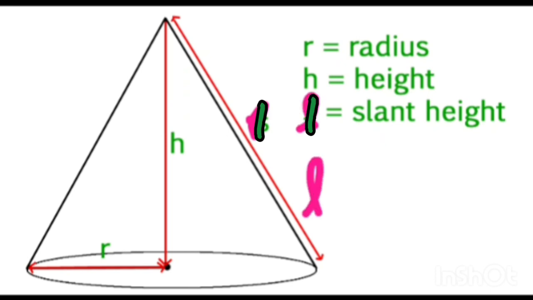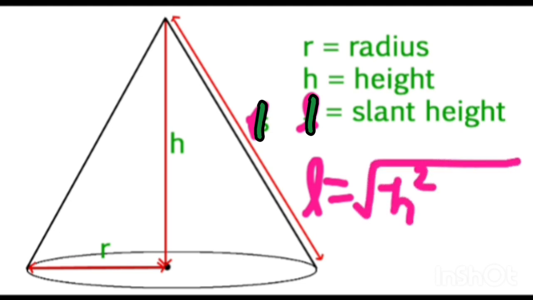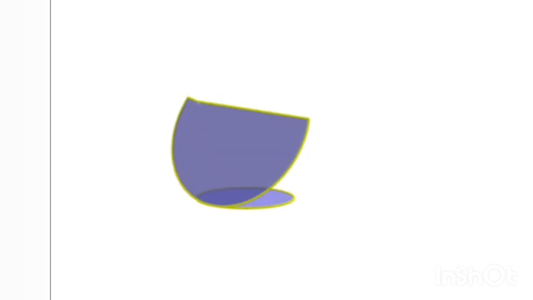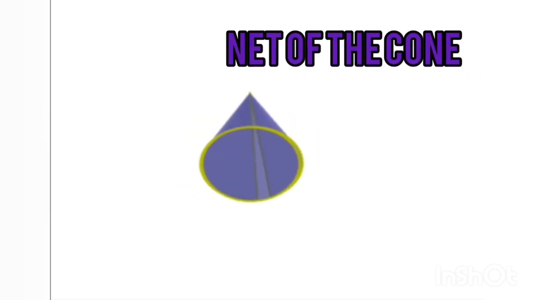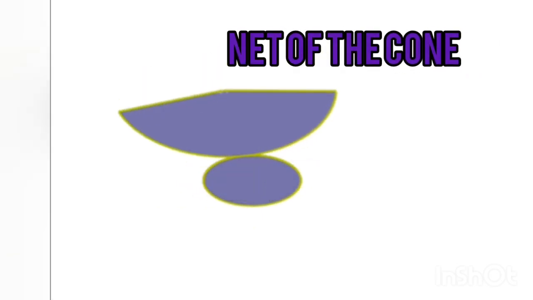We know that the relationship between slant height and radius, slant height is equals to under root r square plus h square. This is the slant height of the cone. To find the slant height, we have to place all these values. Students, when I'll open this cone, you will get a sector. See, this is the net of the cone. In this case, we are getting one sector of circle.